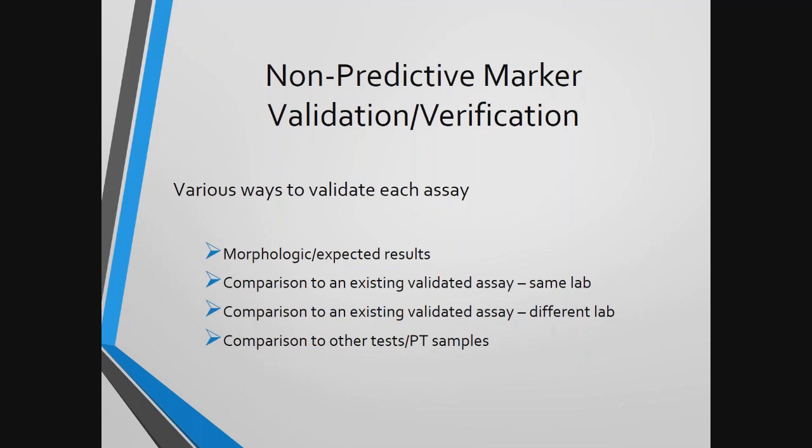Next of these is either comparison to an existing validated assay, either within the same lab or a different lab. So this would include using tissue that either your lab or a different lab has already stained, and compare that to the results of the staining performed with the new protocols in your lab. And finally, you can compare to other non-IHC tests or to PT samples. This is similar to the previous 2 items in that you might use PT tissue samples as your comparison, or other tests where you know the results, and those results can support the outcomes you are seeing with the IHC that you're validating.